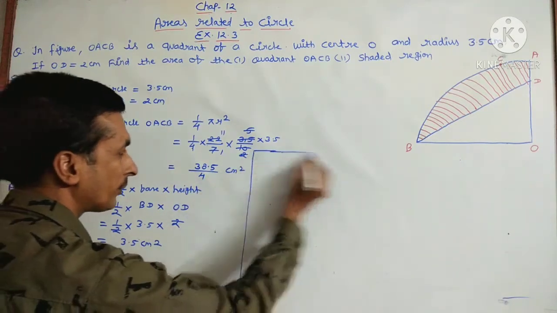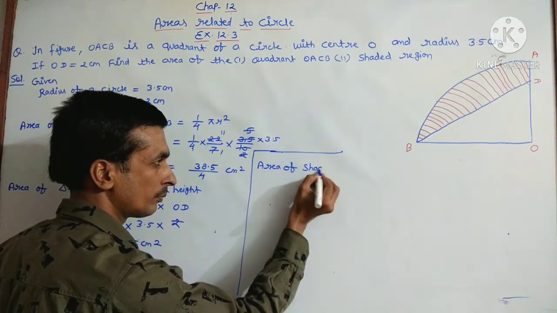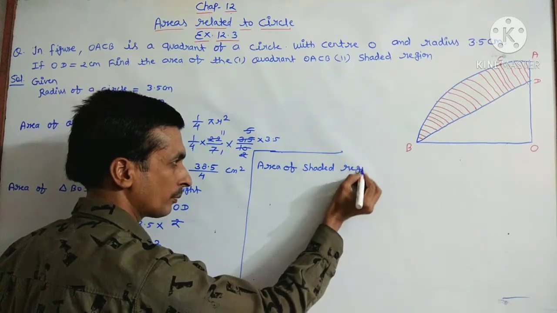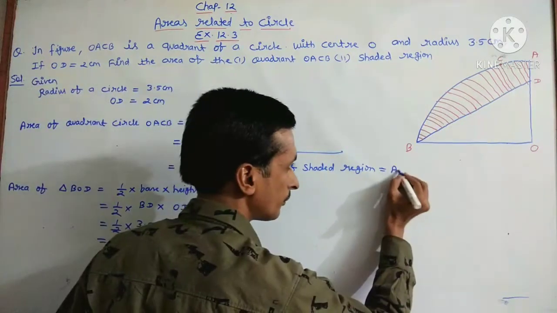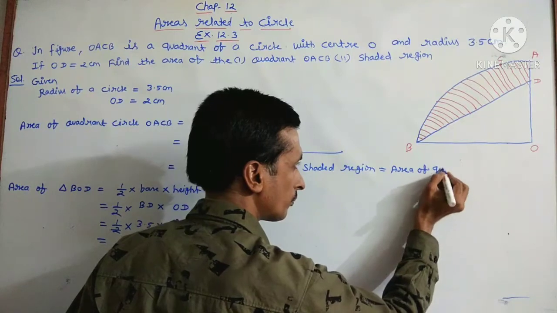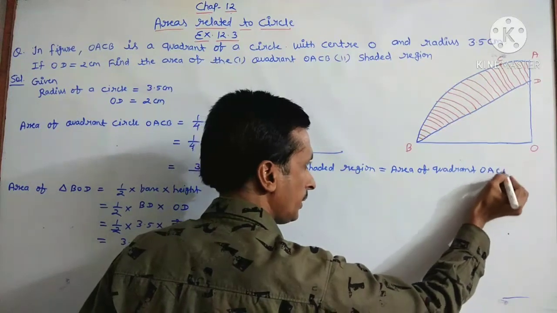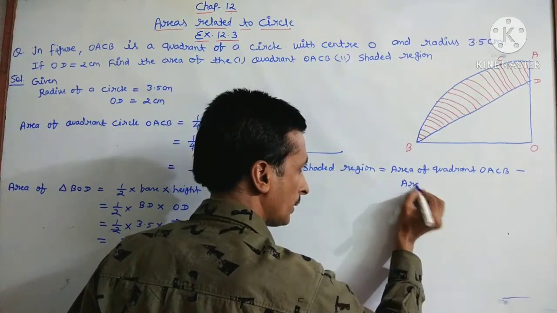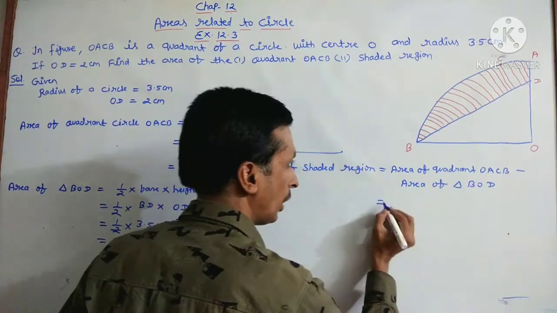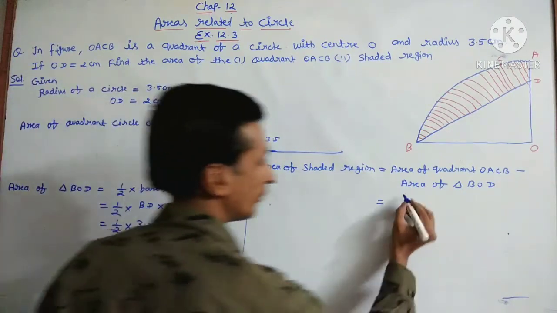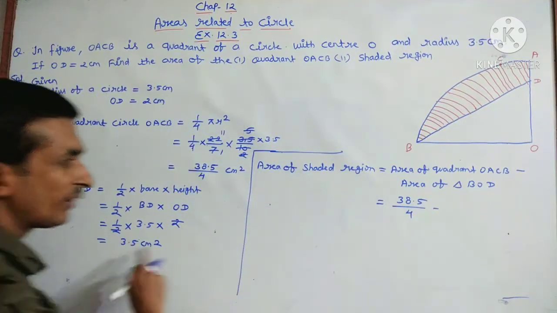Now you can find the area of the shaded region. Area of shaded region is equal to area of quadrant OACB minus area of triangle BOD. So how much is the area of quadrant? 38.5 upon 4, minus how much? 3.5.